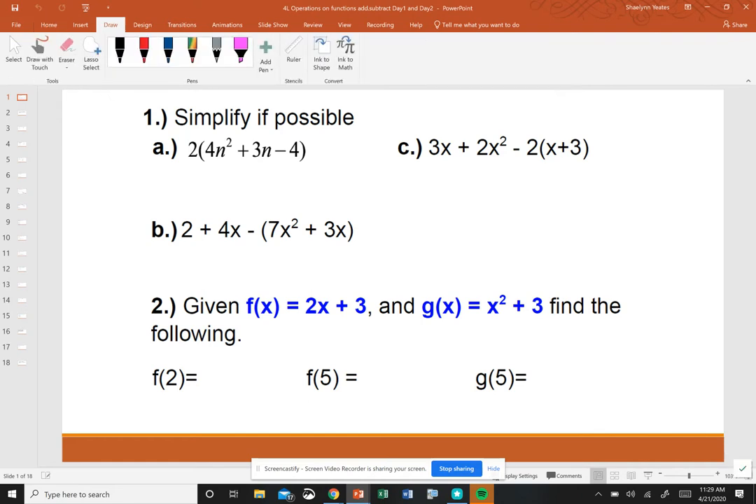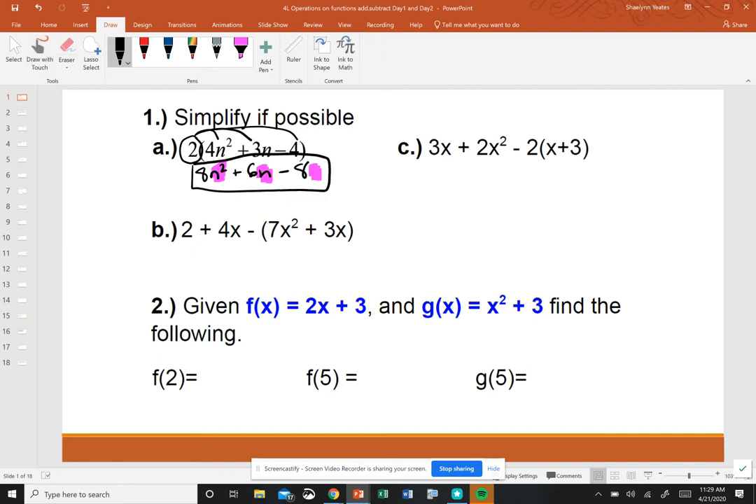All right, so on this first one, you'll notice there's a 2 in front. Hopefully you guys remember to distribute. So we're going to take that 2 and we're going to multiply it all the way through. So this is 2 times 4n squared. That's 2 times 4 is 8. And then n squared doesn't change. And then 2 times 3 would become plus 6n. And then 2 times negative 4 is negative 8. Because none of these have exactly the same variables, we can't combine anything. So this is as simplified as this one's going to get.